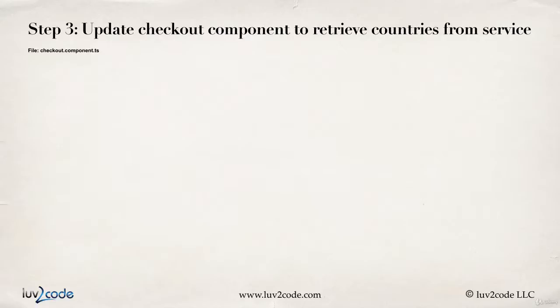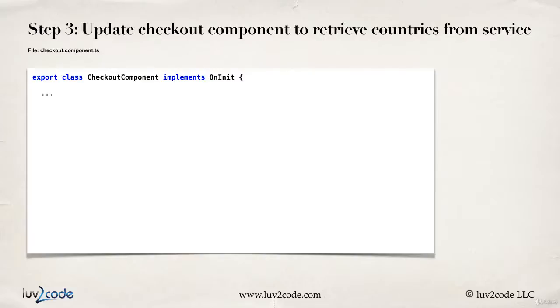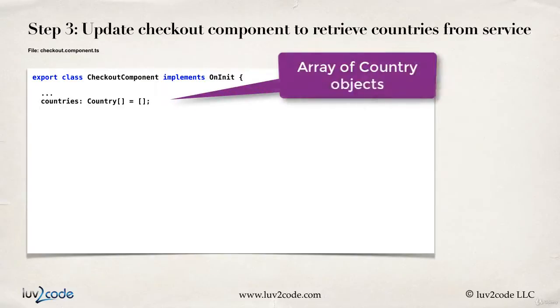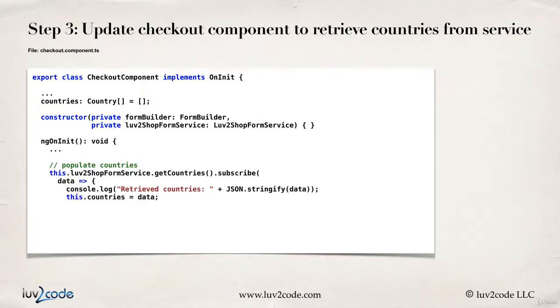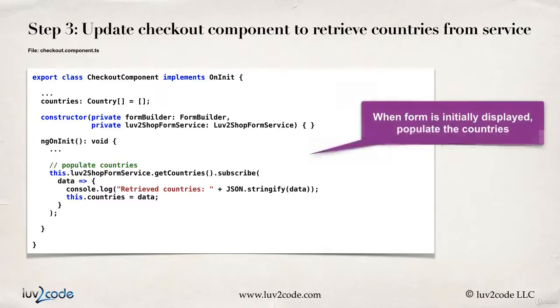Alrighty, now in step 3, we're going to update the checkout component to retrieve countries from the service. So in my checkout component class, I'll set up an array of country objects. And then here inside of this ngOnInit, we do all of our normal initialization work. Here we actually want to go out and get a list of countries from that form service. So I use luv2ShopFormService.getCountries. I do a subscribe. The data is returned. I simply do a console.log on those retrieved countries. And then also here I say this.countries equals data. So when the form is initially displayed, we're going to populate the countries.